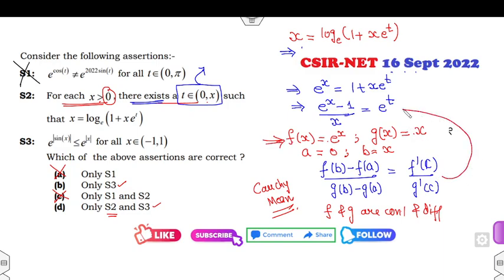And you can see this term is this part. Fine. f(b) is e^x minus e^0, over g(b) minus g(a), equals f dash, e raised to power t, for t lying between this quantity. g dash is 1. So that means this is true by using the Cauchy mean value theorem. So yes, this is a correct statement. So only S3 is wrong, the only right option is D.